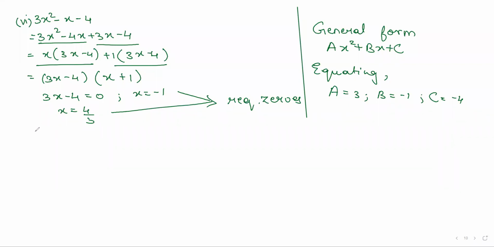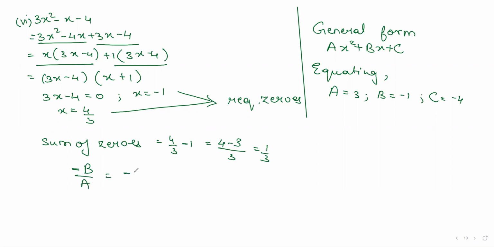Now, formulating a relation, sum of zeros is equal to 4 upon 3 minus 1, which is equal to 4 minus 3 upon 3, which is 1 by 3. Minus b upon a is equal to minus of minus 1 upon 3, which is 1 by 3. Substituting these values.